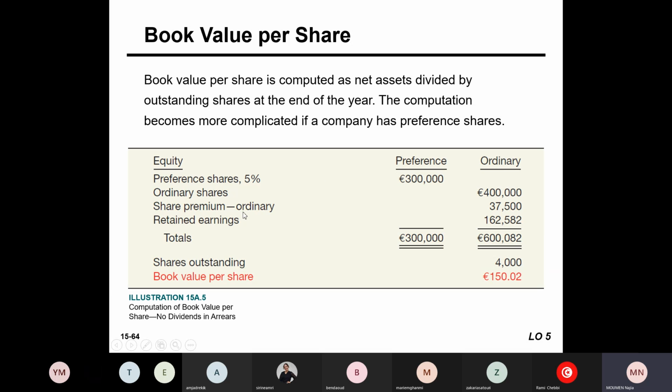We'll see how, when we measure the book value per share, it will be, as I said, impacted by these privileges provided to preference shareholders.